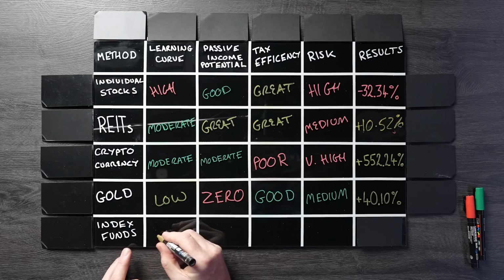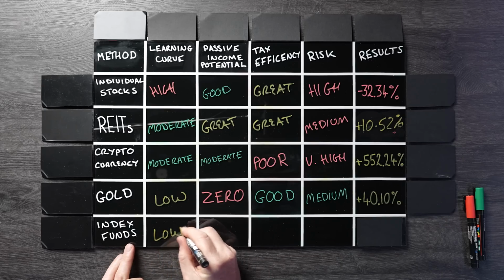For learning curve, I'm going to have to say this one is low. Unlike individual stocks where you need to dig into the financial statements and company performance, index funds are passive investments. You don't have to pick and choose stocks as they're already bundled together for you. Getting started is simple too. Platforms like Trading 212 let you buy index funds with just a few clicks. Once you've invested, all you need to do is sit back and let the market do the work.